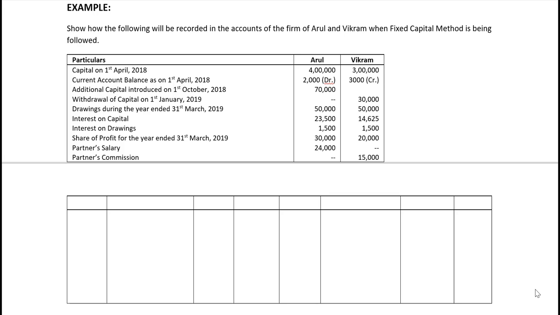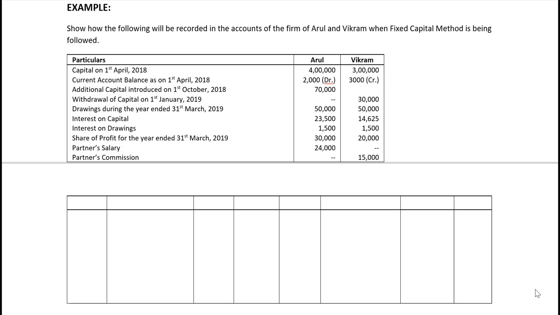Example: show how the following will be recorded in the accounts of the firm of Arul and Vikram when the fixed capital method is being followed. We have particulars given to us. The capital balance of Arul and Vikram is given as 4 lakh and 3 lakh rupees respectively. There are current account balances also given.